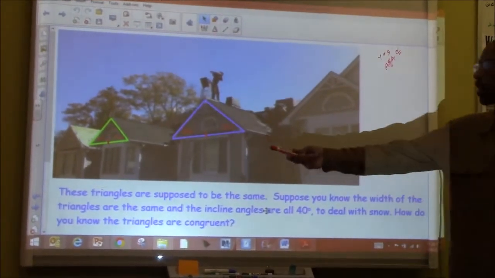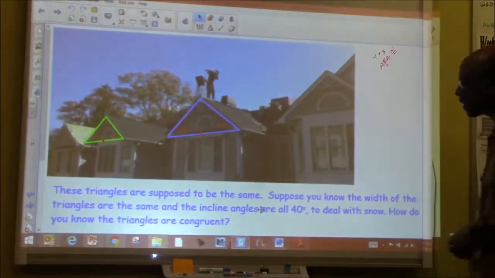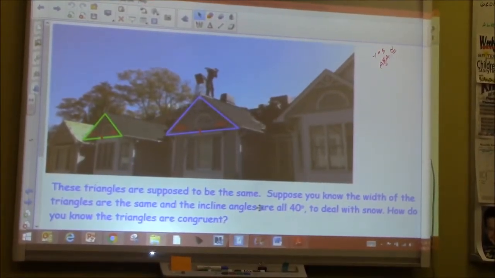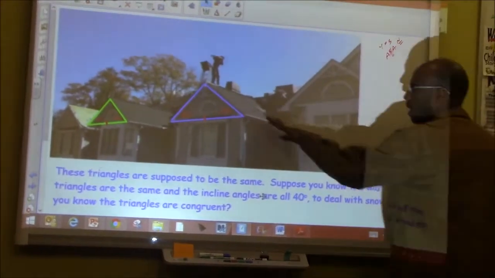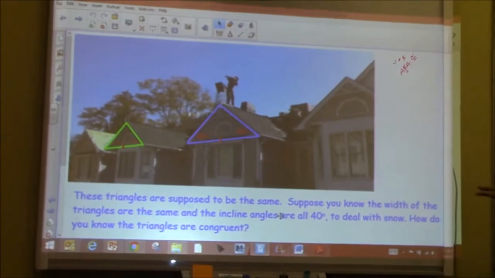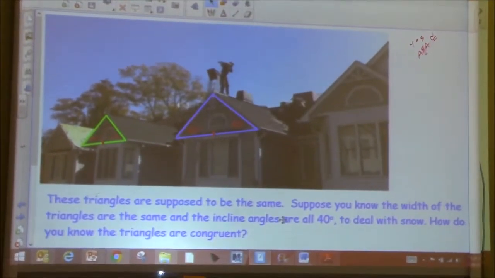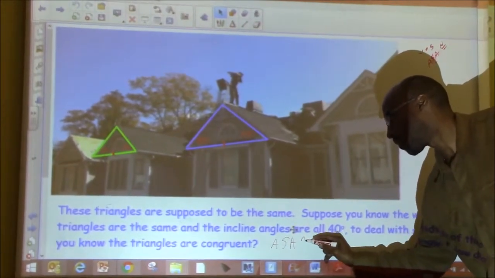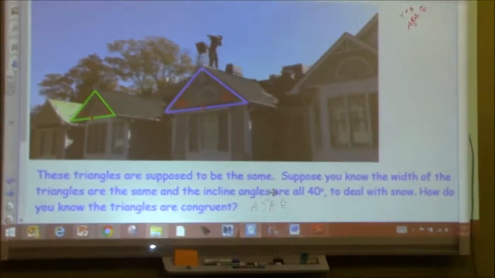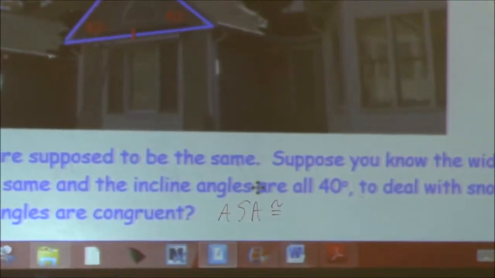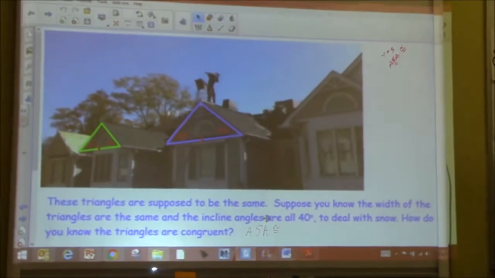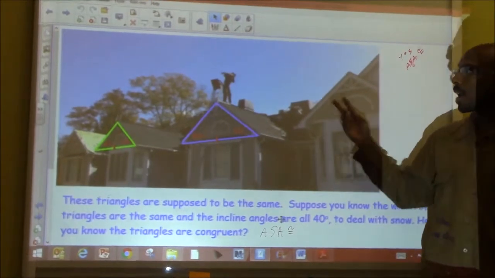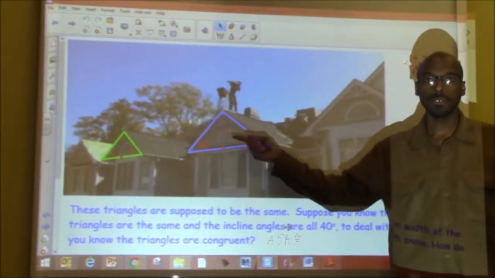I'm not even sure why we're doing this one. Clearly it's trapped in between. What is he asking us? These triangles are supposed to be the same. Suppose you know the width of the triangles are the same, and the incline angles are 40 degrees to deal with the snow. How do you know the triangles are congruent? Yeah, that's a tough question. He likes real world problems, so he doesn't like these triangles floating around. He wants you to look at a house and use your math to figure out if they're congruent.